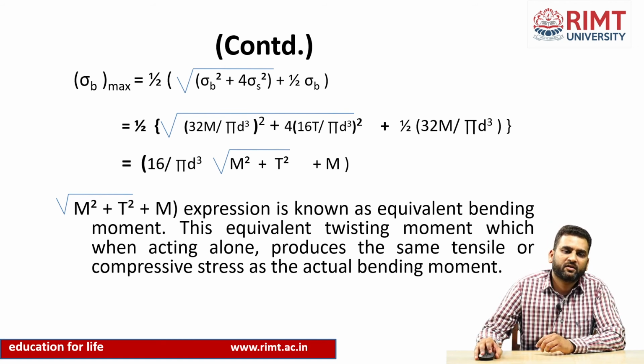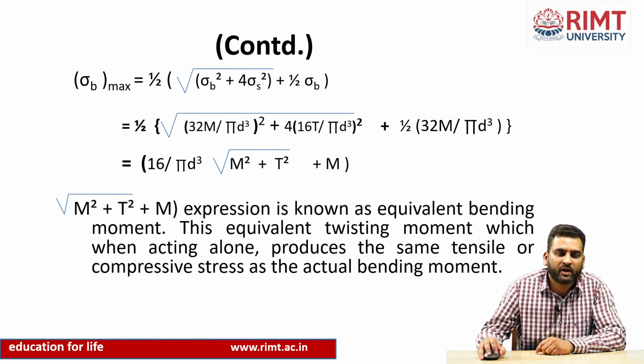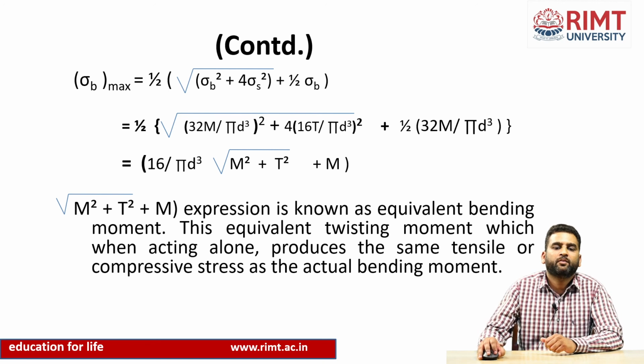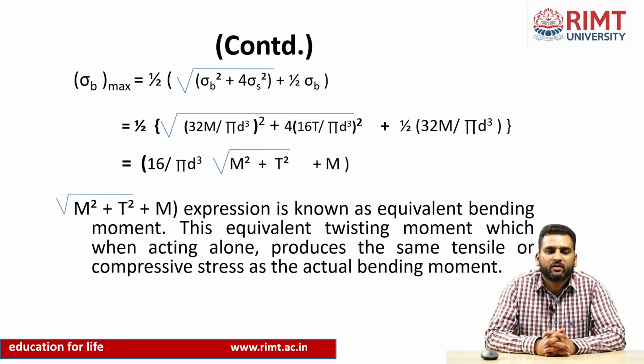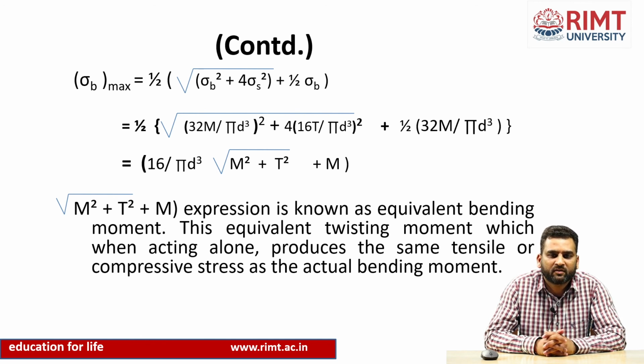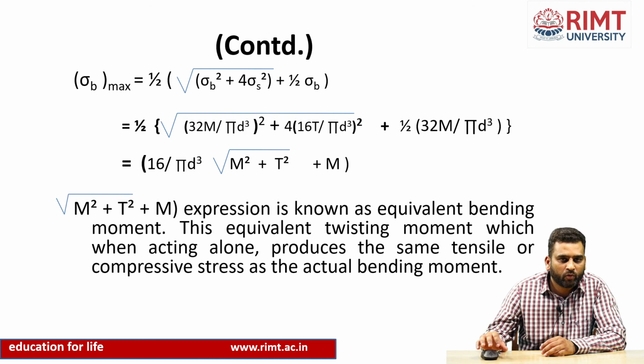This expression, under root of m square plus t square plus m, is known as the equivalent bending moment. So, this equivalent bending moment is the bending moment which when acting alone produces the same tensile or compressive stress as the actual bending moment.